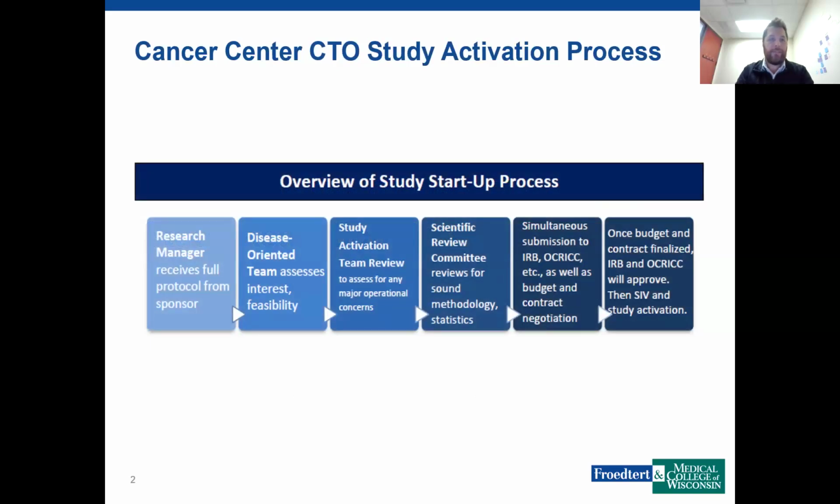All right, so this is a high-level overview of our study startup process. There are really 6 main steps here, with a variety of different teams involved in completing them. I often get questions, and it's a little ambiguous, about how we even get a clinical trial concept or protocol in the first place. So we'll start there with the research manager.